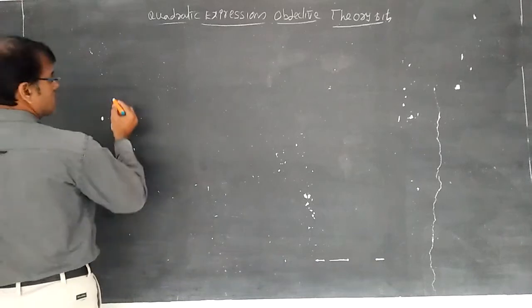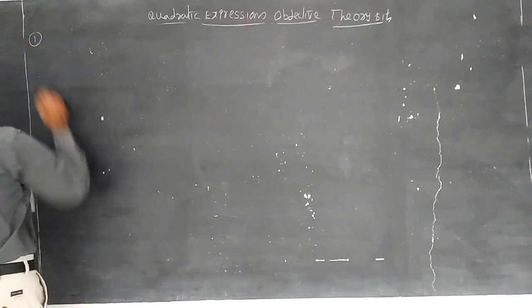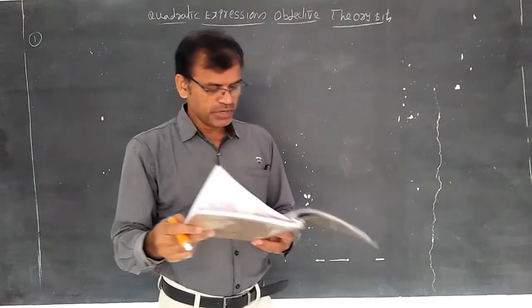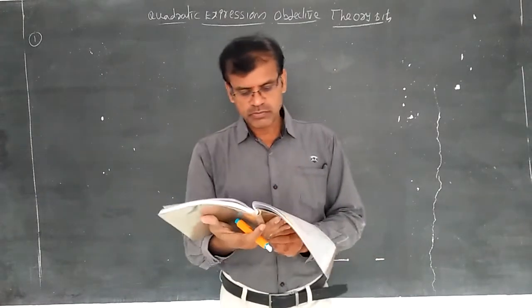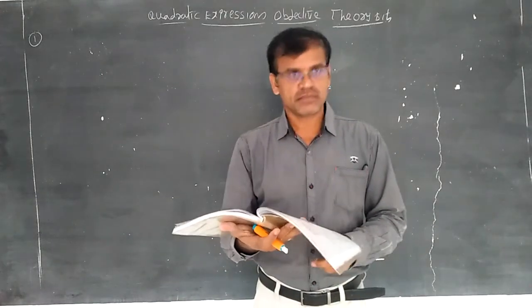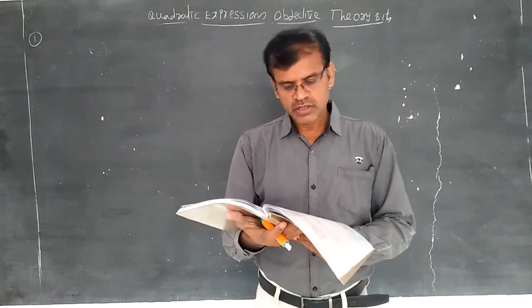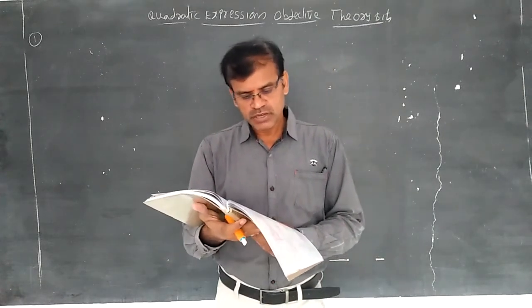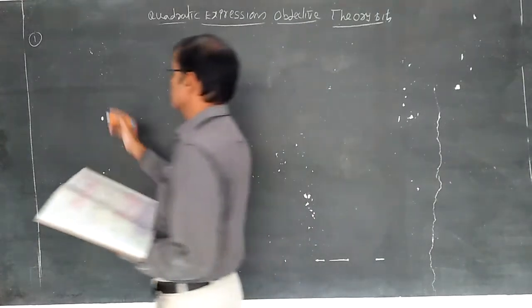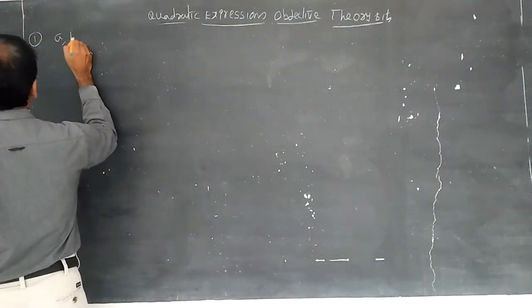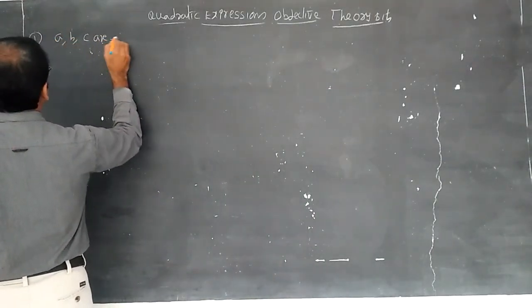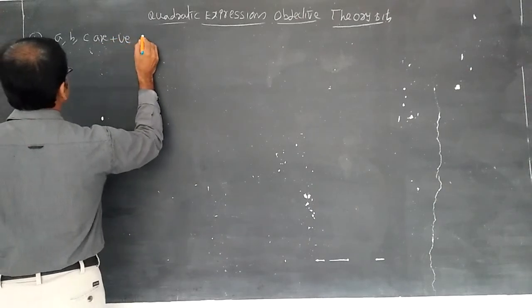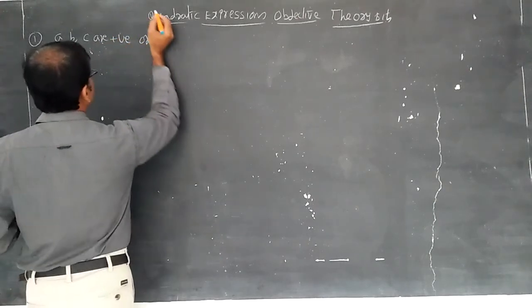Let us start with the theory bits. First one, open page number 64 and keep the book in front of you. Then listen to the class carefully. If A, B, C are positive, then both roots of the equation... We are given that A, B, C are positive for a quadratic equation.